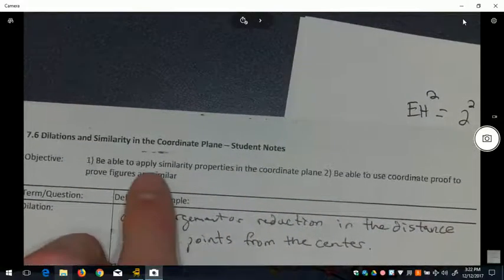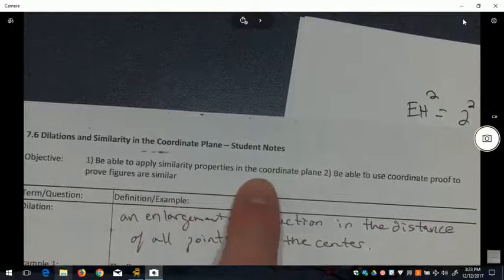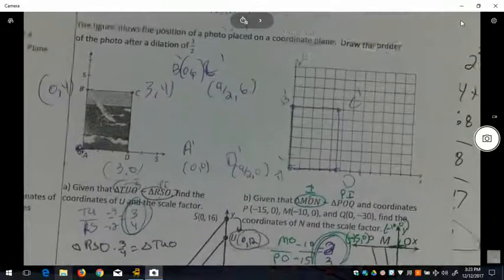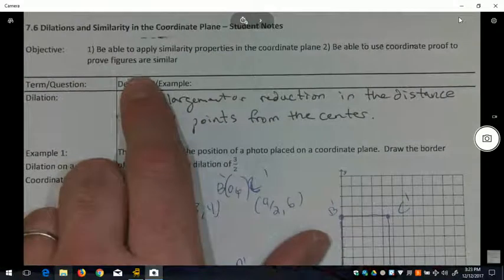Hopefully after watching this you're able to apply similarity properties in the coordinate plane like this and like this. You understand that hopefully. And use the coordinates to do proofs of similar triangles.